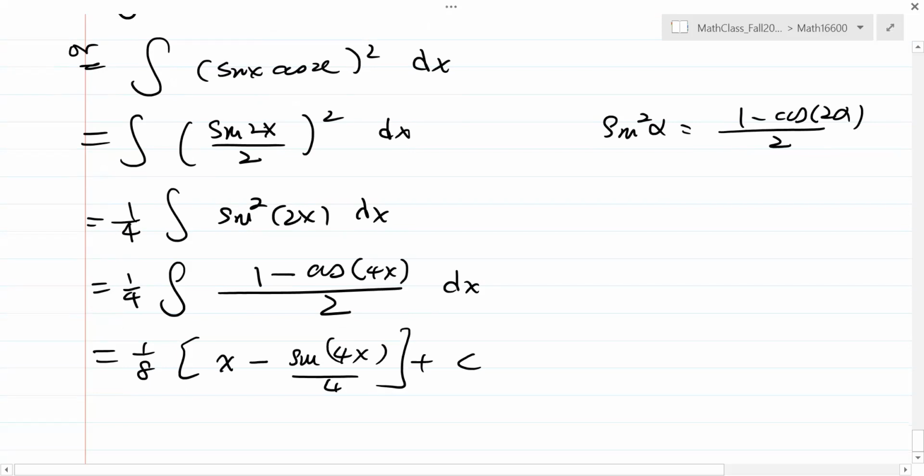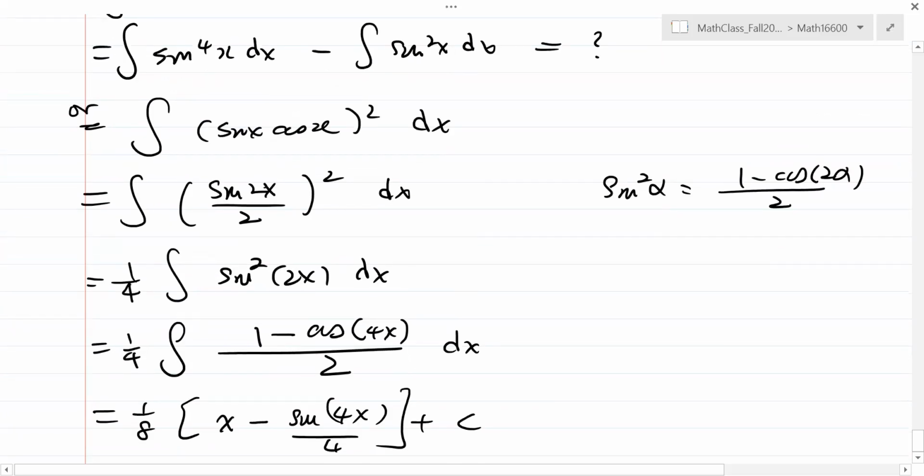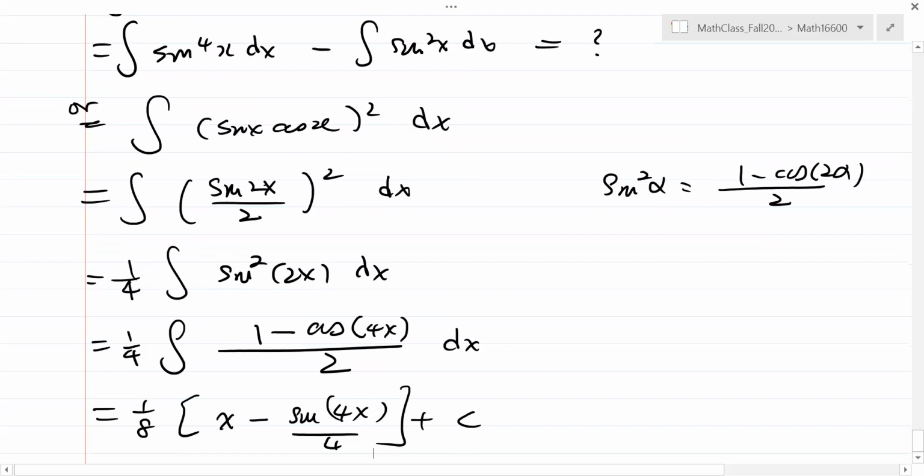You forgot to take a 2 out from the denominator, and the 2 becomes 4, you know, it should be 4 times 2, which should be 8. Maybe you forgot that. That's okay, it's a small mistake. The key part will be x minus sine 4x divided by 4. This should be the best way to solve the problem.